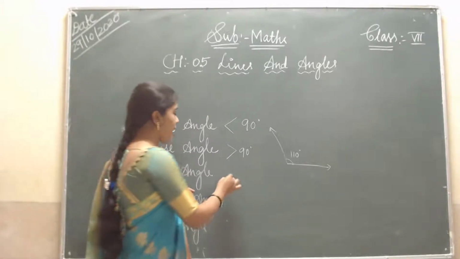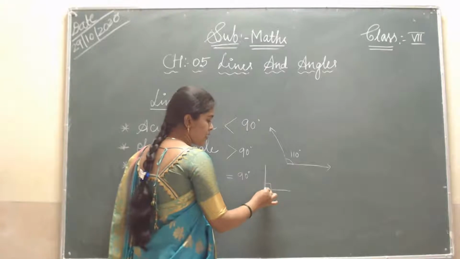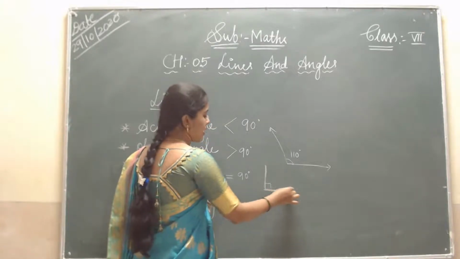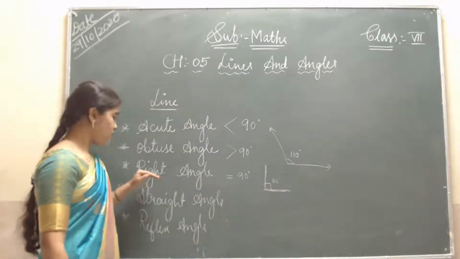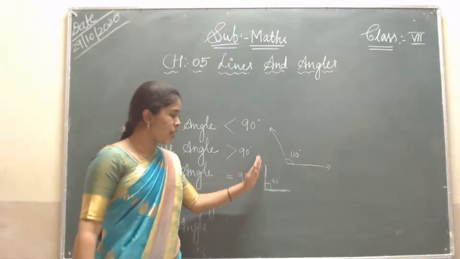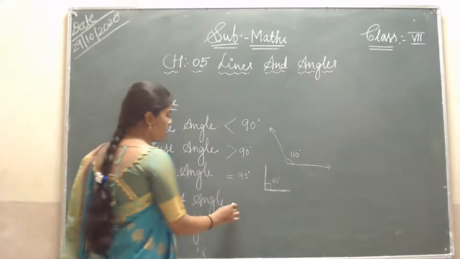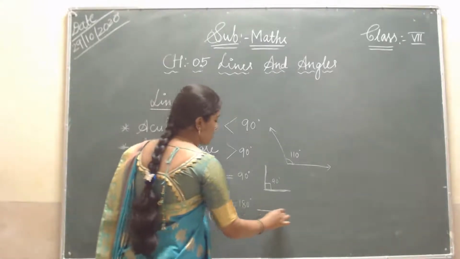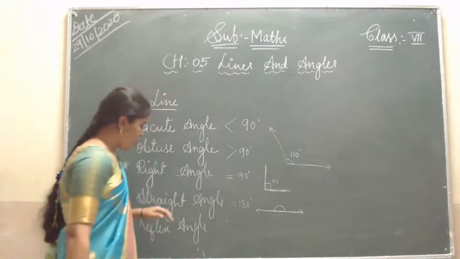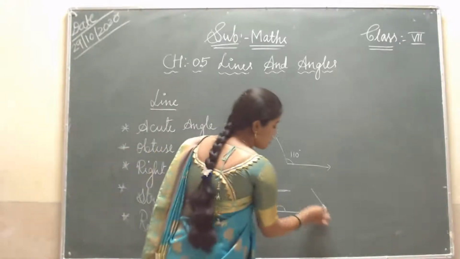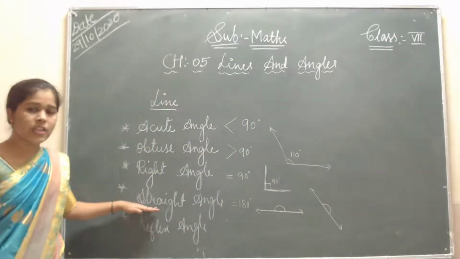A right angle is exactly equal to 90 degrees. Here, one line is perpendicular to the other line, so this is a right angle. This angle is 90 degrees. Next, a straight angle equals 180 degrees. See here, this angle is nothing but 180 degrees. A straight line is a straight angle.